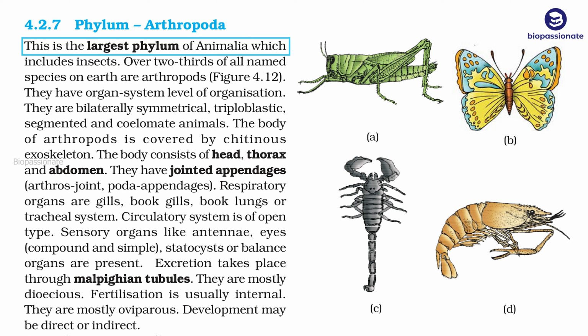Sensory organs like antennae, eyes, compound and simple, statocysts or balance organs are present. Excretion takes place through malpighian tubules. They are mostly dioecious. Fertilization is usually internal. They are mostly oviparous. Development may be direct or indirect.